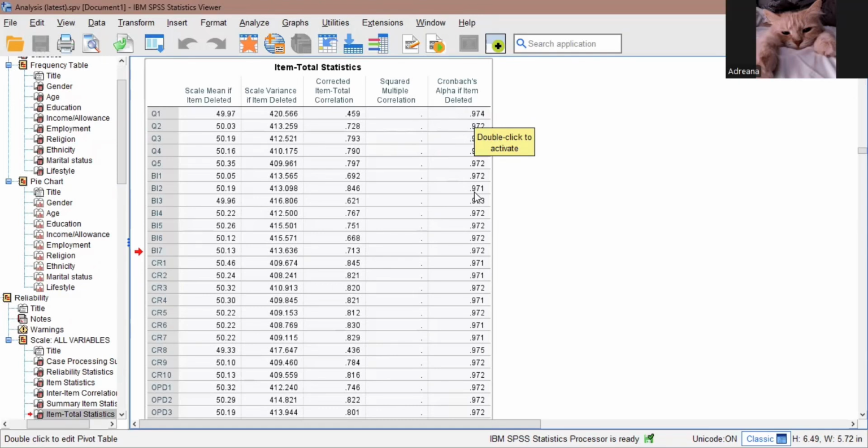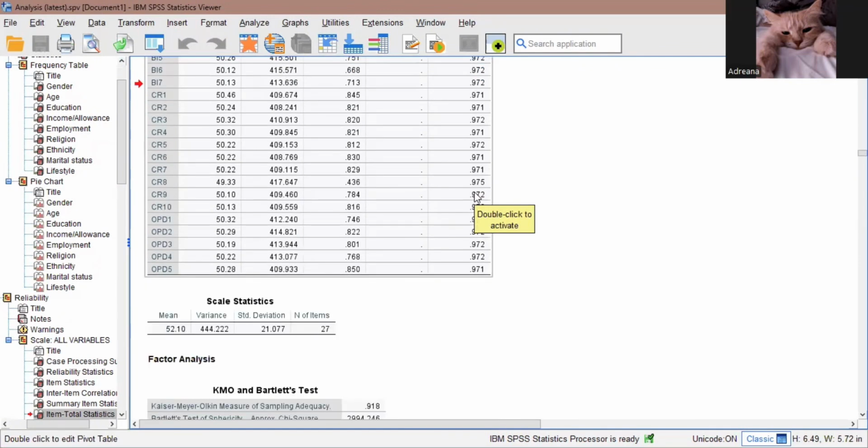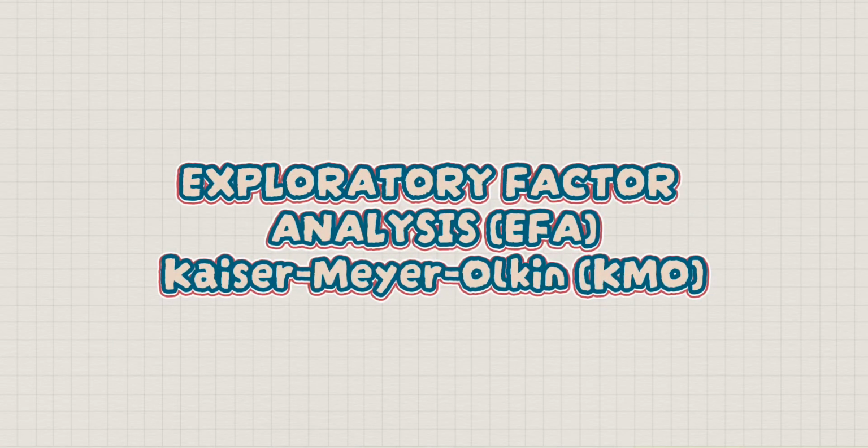Still, for the purposes of this project, the results show that our questionnaire is very reliable and the data collected from it are consistent enough to be used for deeper analysis like factor analysis as well as regression. Okay, next we move on to the exploratory factor analysis or EFA.